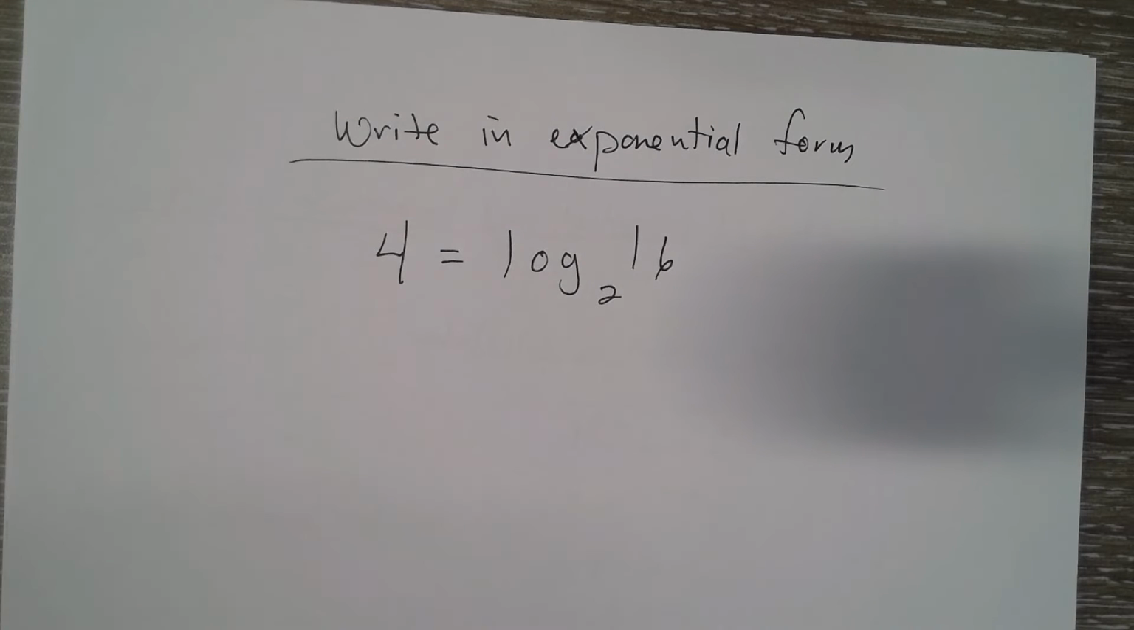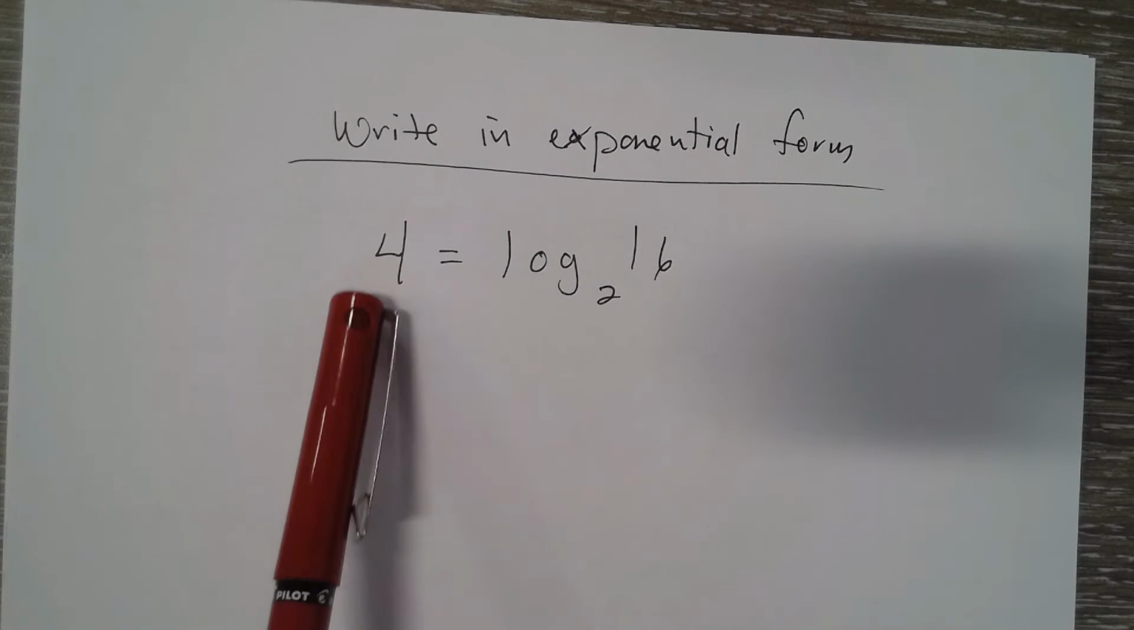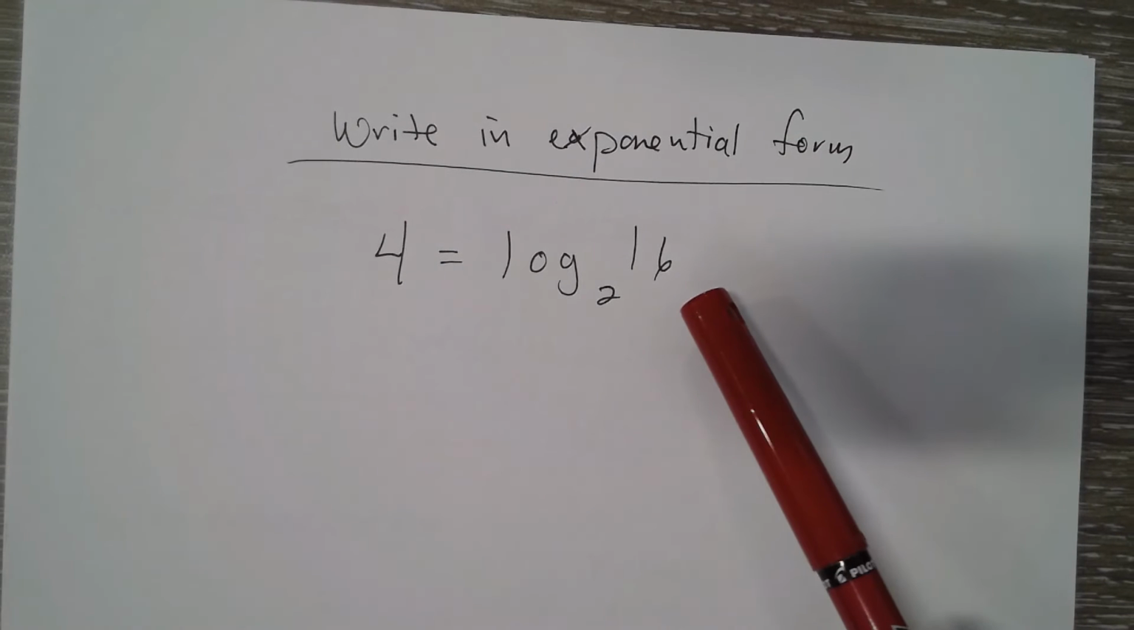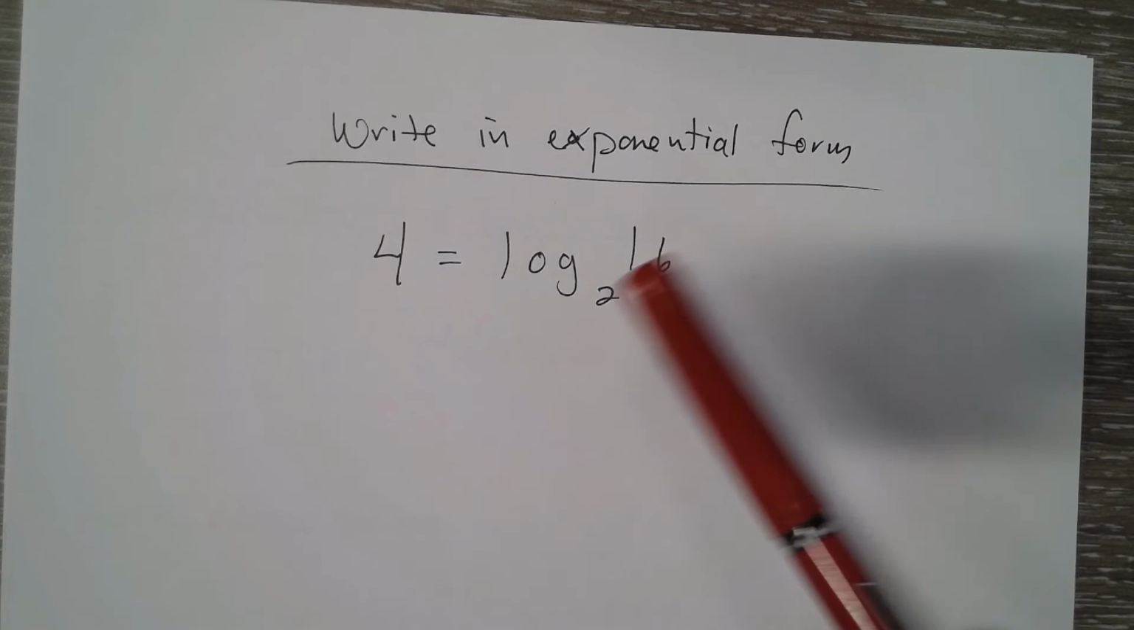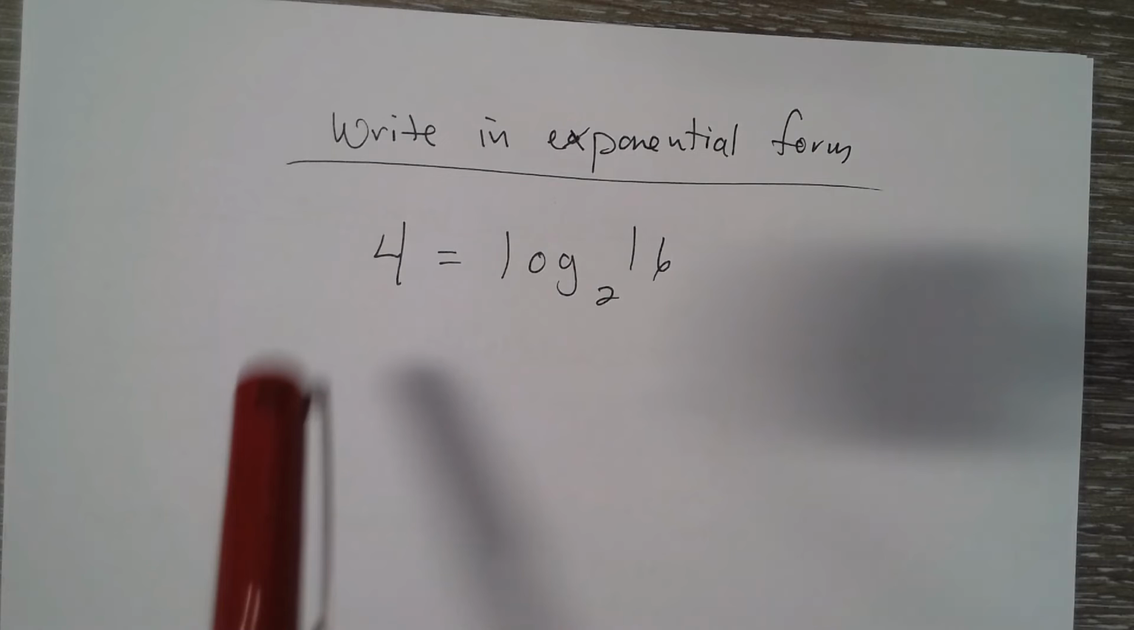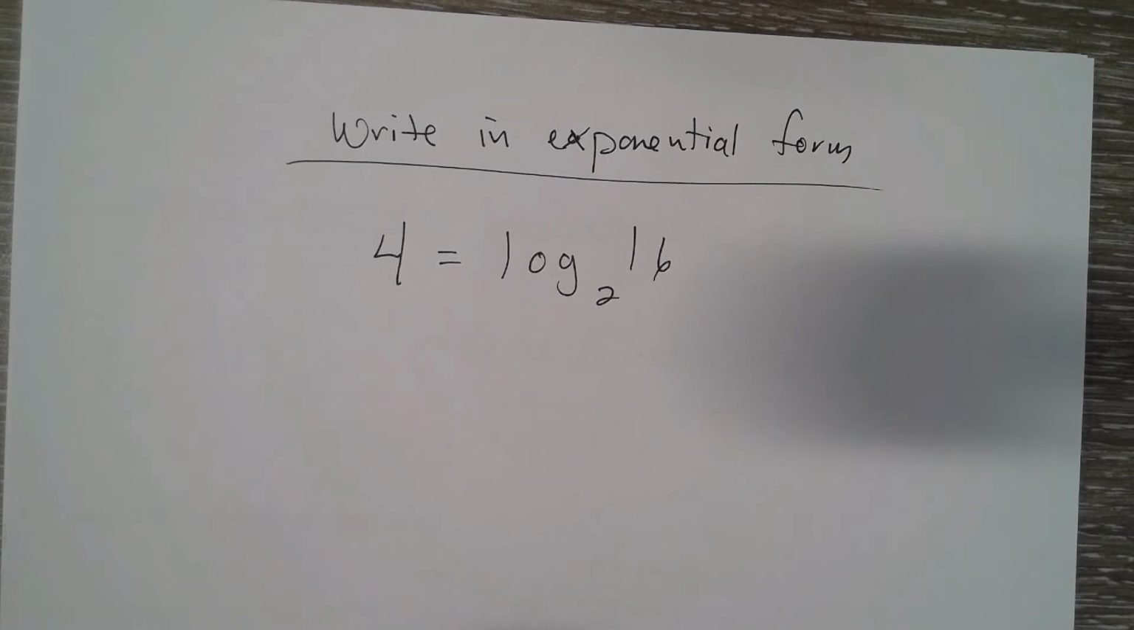Okay, so there's two different types of equation. We've got exponential form, we've got logarithmic form. They're the same equation. This is an equation. 4 is equal to the log of 16 base 2. Okay, log of 16 base 2 is equal to 4. Or actually, it's in log form. We can write it in exponential form.